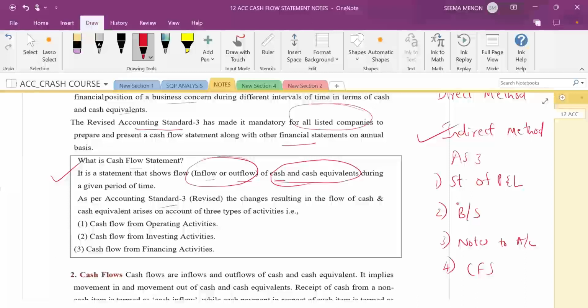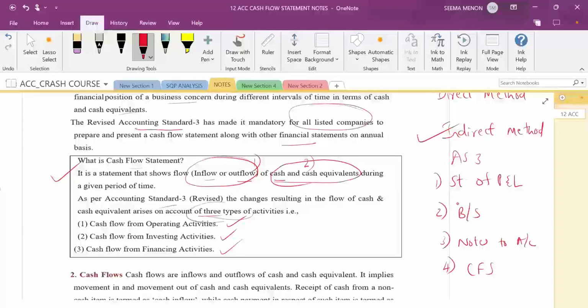The changes of this inflow and outflow of cash and cash equivalent should arise out of three types of activities, that is cash flow from operating activity, investing activity, and financing activity. So while you answer, there should be three things in your answer, even for 1 mark. Number one, this is a statement showing inflow or outflow of cash and cash equivalent during a given period of time from the various activities.